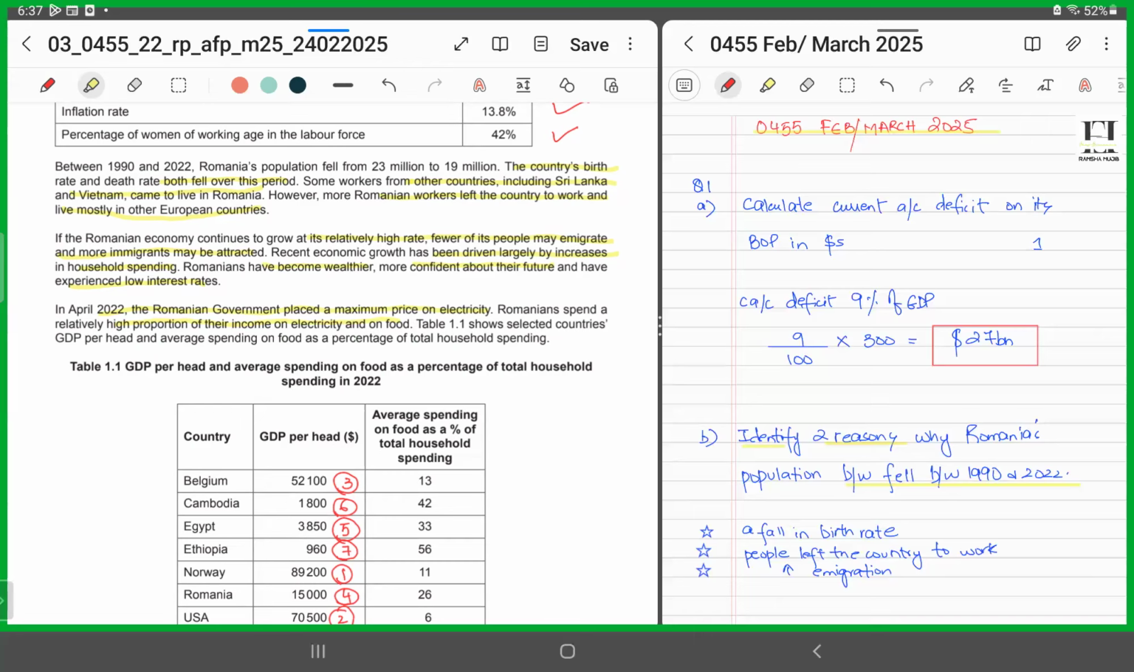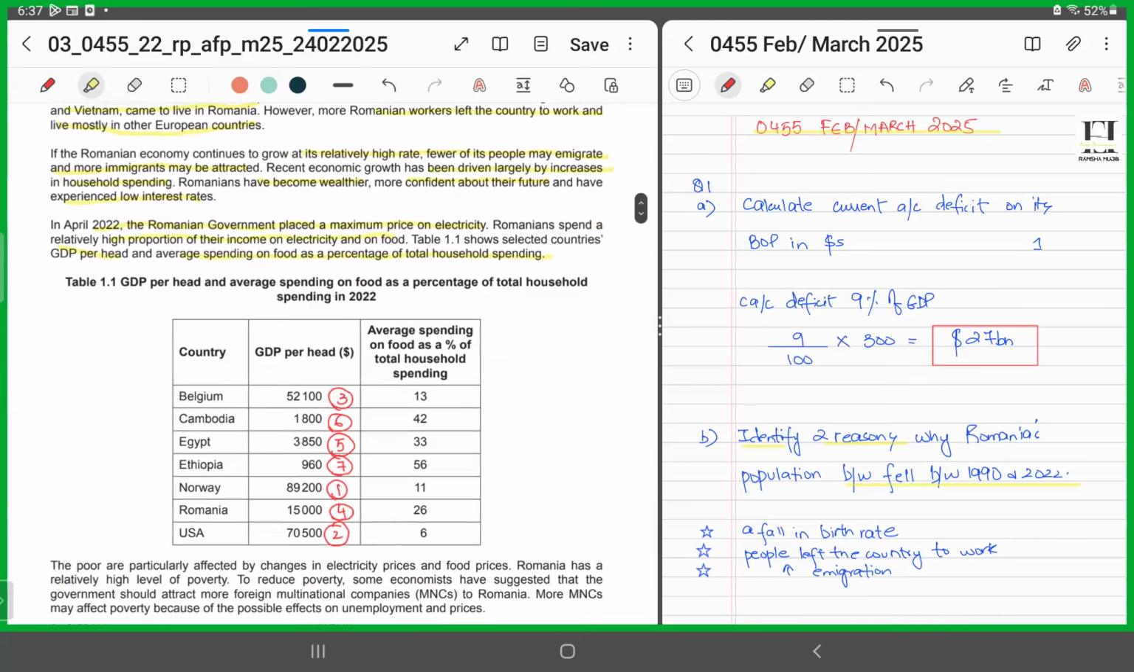Now, Table 1.1 shows selected countries' GDP per head and the average spending on food as a percentage of the total household spending. Now, they've given us this table and they've given us these 7 countries. They've given us statistics for two variables: GDP per head and the average spending on food as a percentage of the total household spending. That means, on average, how much each household in each of these countries spends on food, right? Now, what I have done is, you see these numbers circled in red.